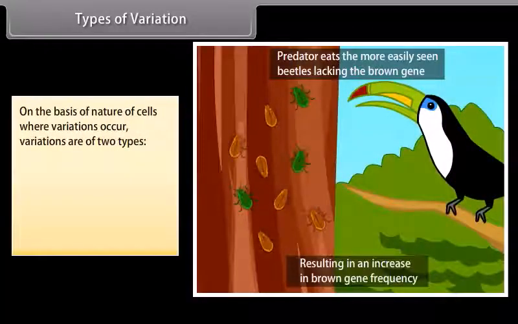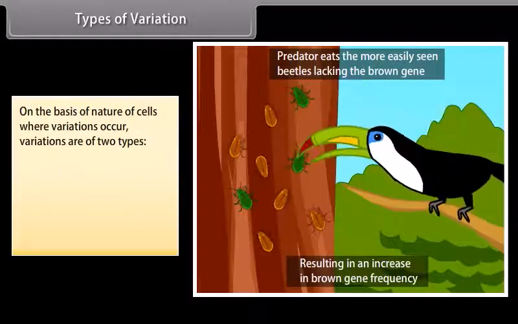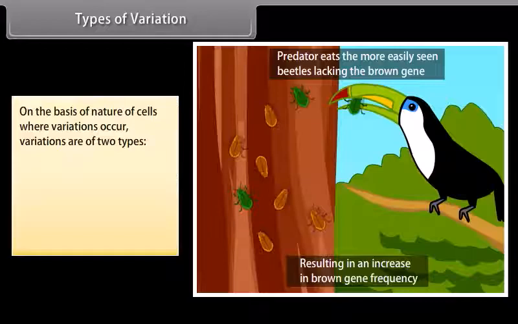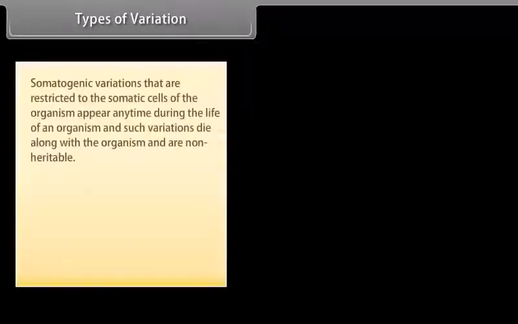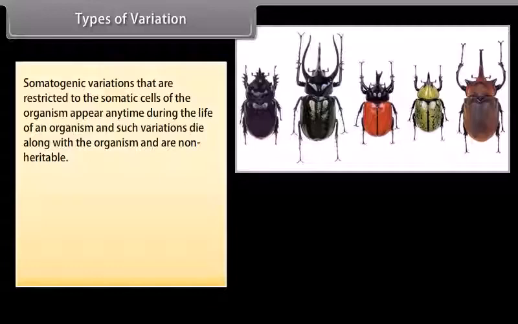On the basis of nature of cells where variations occur, variations are of two types: somatogenic variations or acquired traits, and germinal or blastogenic variations. Somatogenic variations are restricted to the somatic cells of the organism, appear any time during the life of an organism, and such variations die along with the organism and are non-heritable.